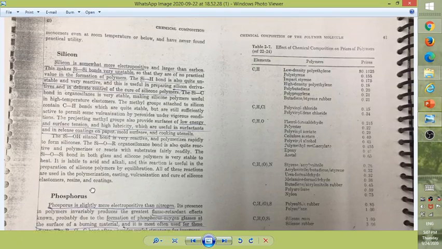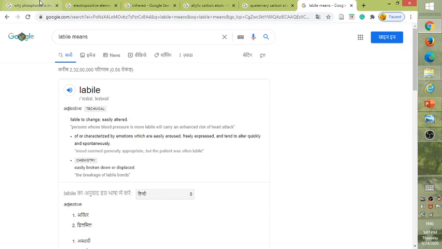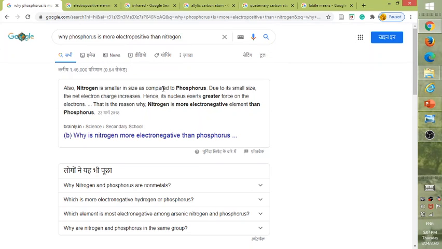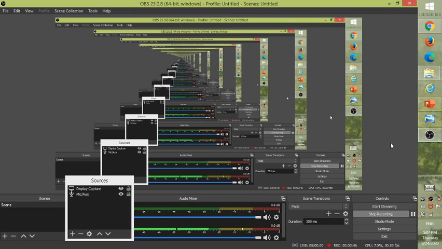Now phosphorus. Phosphorus is slightly more electropositive than nitrogen. Now why is it so? Nitrogen is smaller in size as compared to phosphorus. Due to its smaller size, the net nuclear charge increases, hence its nucleus exerts greater force on the electrons. That is the reason why nitrogen is more electronegative than phosphorus. Okay, because whichever element accepts electron is electronegative, right?